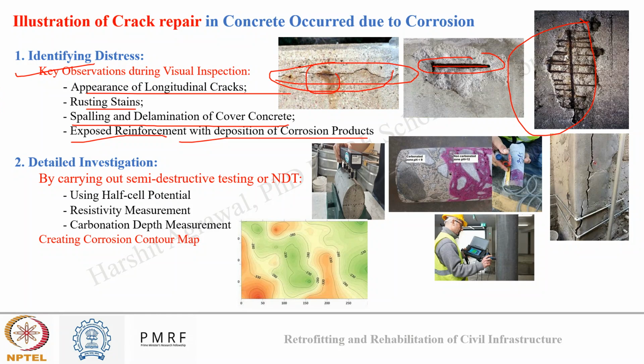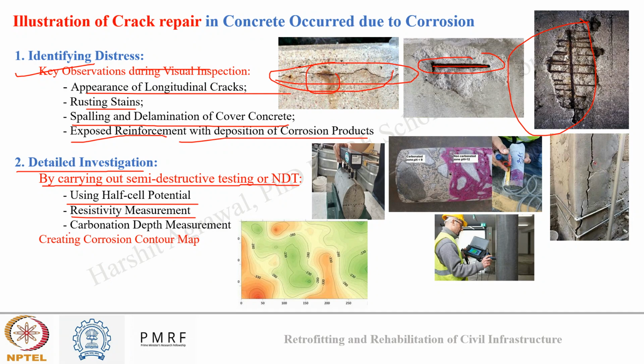Now, once you have conducted visual inspection, you will go for a detailed investigation. In detailed investigation, we carry out some semi-destructive or non-destructive testing. You will use half cell potential to see the critical locations where corrosion damage has occurred. You may use resistivity measurement to see the extent of damage: if there is a lot of cracking inside the concrete, my resistivity value will be affected severely. So based on that also you can judge how severe the cracking is inside the concrete.